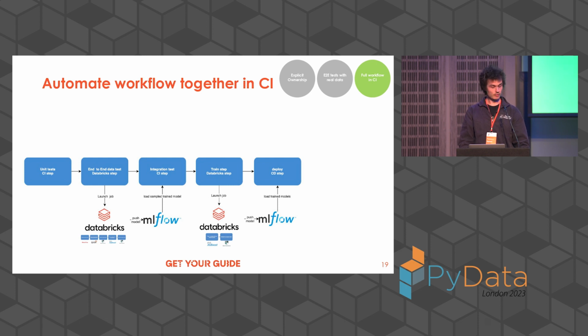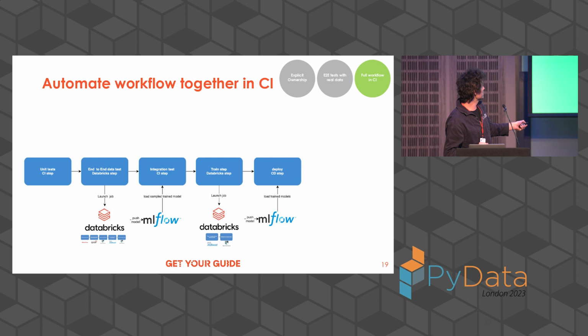So what we will do first is run the unit tests, then we run our end-to-end data test in Databricks. As part of the CI, we actually launch a job which does this end-to-end data test with sample data. At the end, we get a model that we can push to MLflow. This model pushed to MLflow is the sample model, trained on sample data, and it can also be used to run some integration tests as part of the CI.